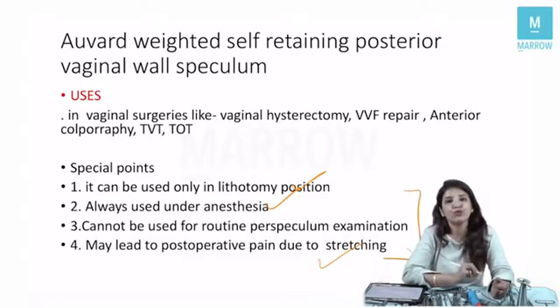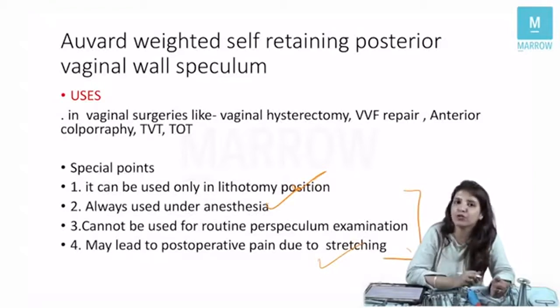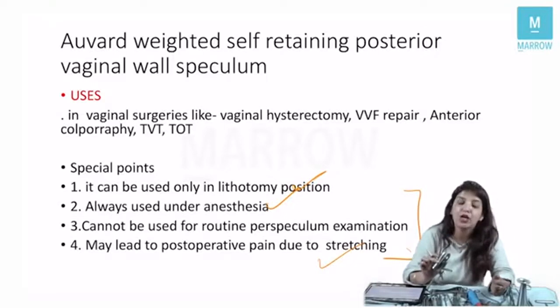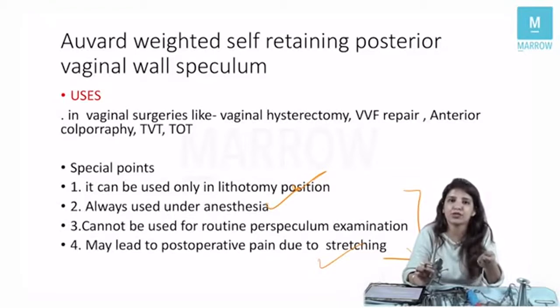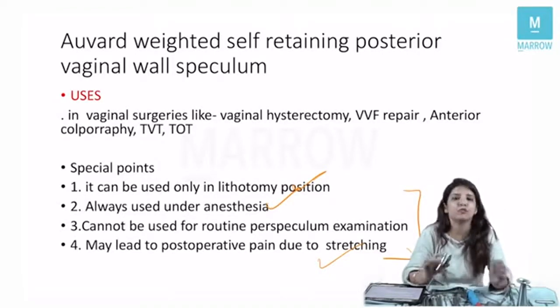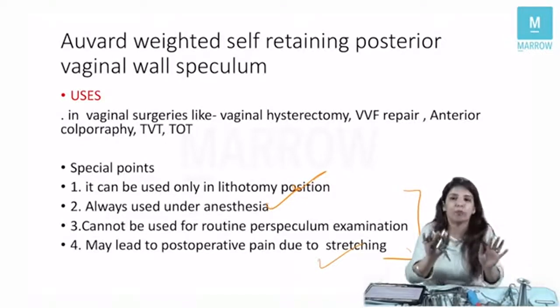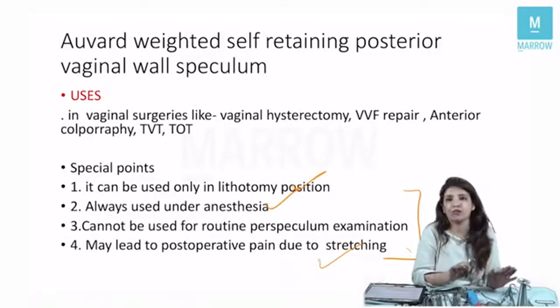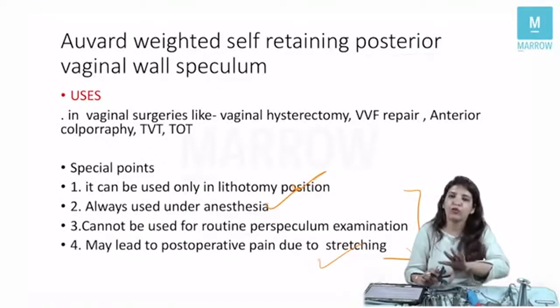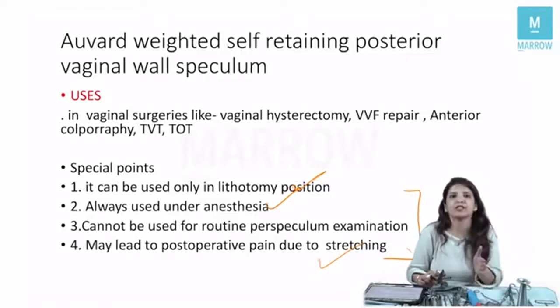Where are you going to use Auvard's speculum? You are going to use Auvard's speculum when you are doing vaginal surgeries, right? In vaginal surgery, I cannot use a self-retaining Cusco's speculum. And for vaginal surgeries, I cannot, throughout the surgery, ask an assistant to hold the Sims speculum. I need a speculum which gives me a good area to operate and is self-retaining. And Auvard's serves both these purposes, right? It will give you a proper area to operate and it is self-retaining.